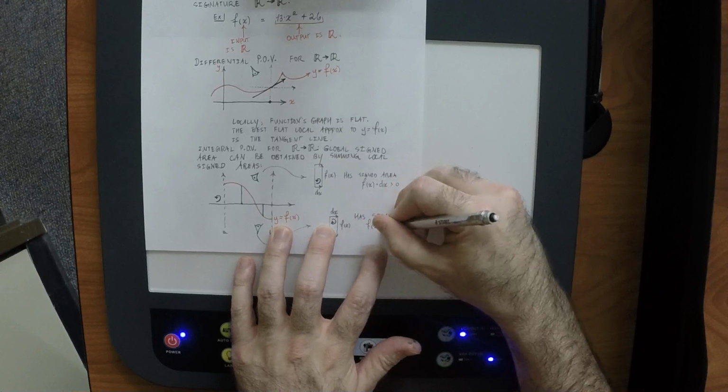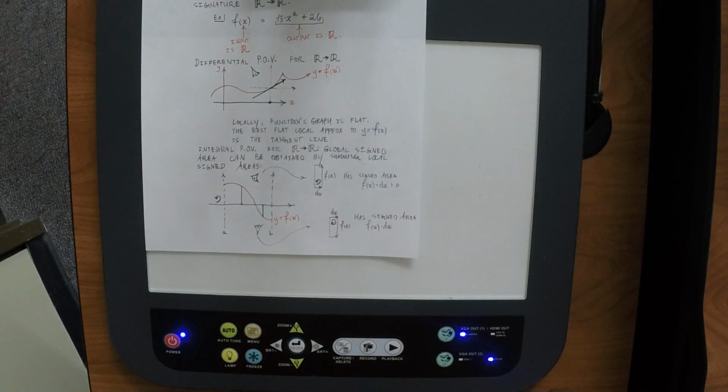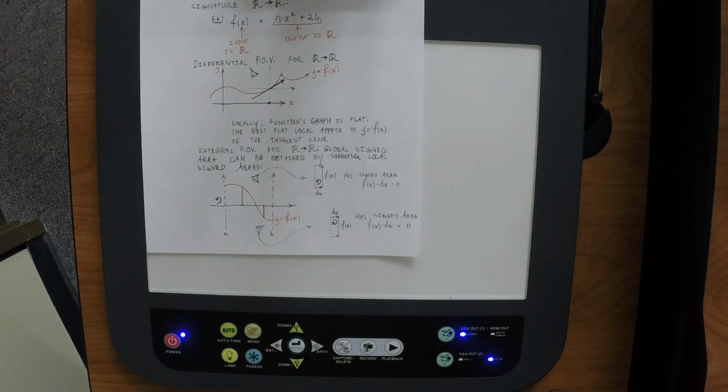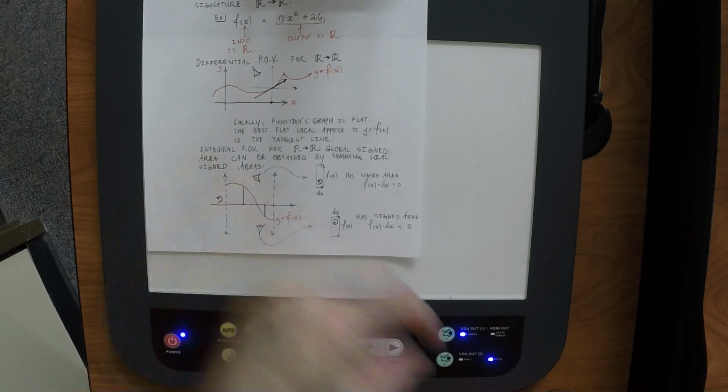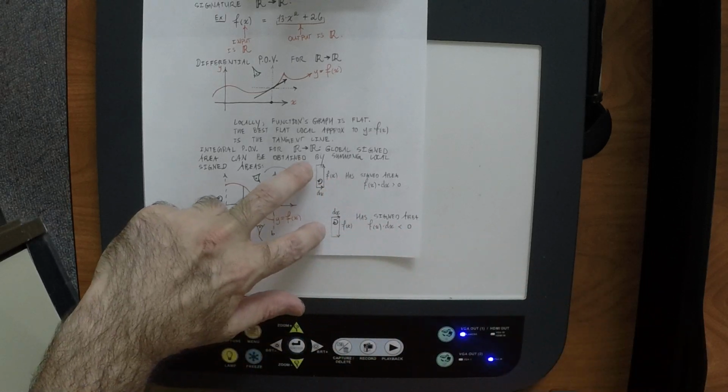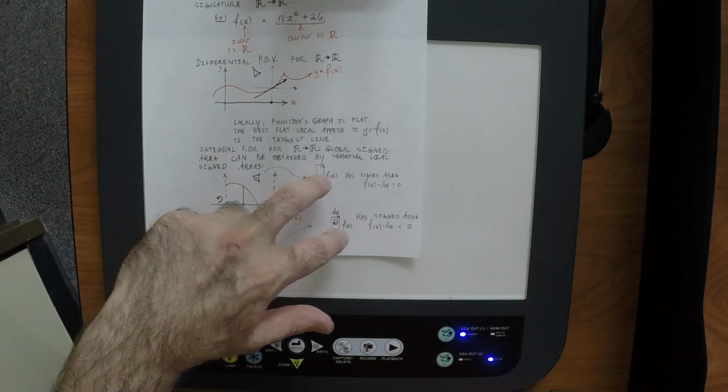All right. And then, of course, to find the whole area, you just integrate, which is to say, let's add up all these little rectangles. Okay. So then, the differential point of view is saying that locally things are flat. The integral point of view, more or less, is saying that you can obtain a global property like area by adding up infinitely many infinitesimal local properties, the areas of these infinitely small rectangles.